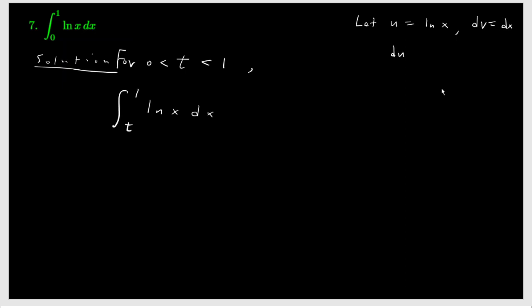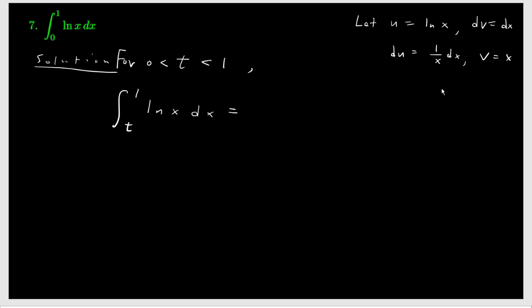And then you compute du. To use the by parts formula, you need du and you need v, right? So du is equal to 1 over x, the derivative of natural log of x, times dx. And then v is a particular antiderivative of 1. I think v is equal to x. At this point, we can use the by parts formula for the definite integral.